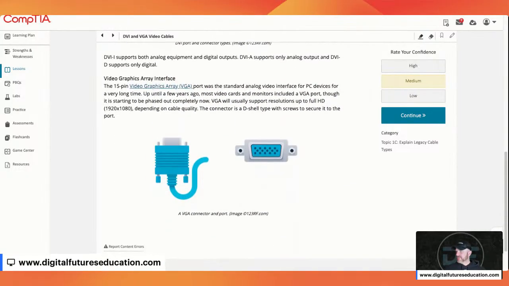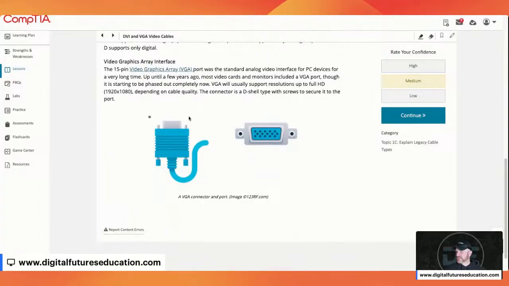And then we have the VGA, a very common old legacy interface that you might see out there on older computers. It is a legacy video interface supporting analog only signaling over a 15-pin D shell connector. You'll see these usually just transporting video on older devices, up to 1920 by 1080 depending on cable quality.